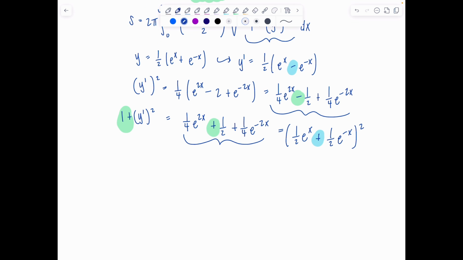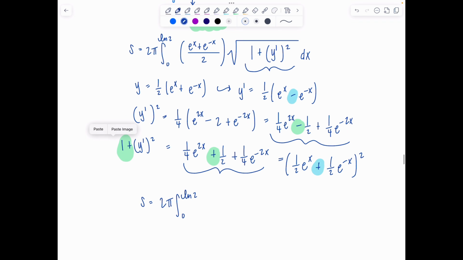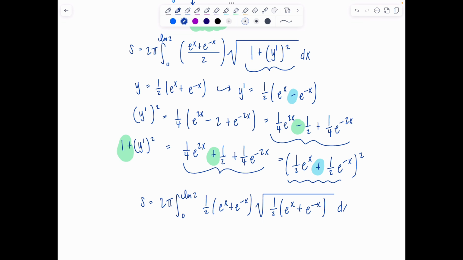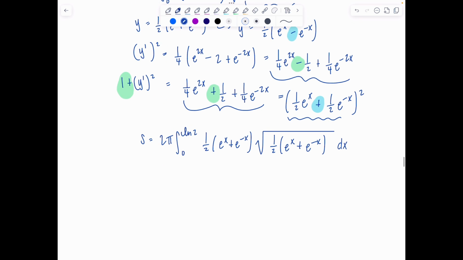Good, then we can put it all together. So surface area is going to be 2 pi integral 0 to ln of 2. And then we have, again, let me write that instead as 1/2 e to the x plus e to the negative x. And then I have square root of this guy, which let me factor out the 1/2 e to the x plus e to the negative x dx squared. Okay, good. So this square root is going to cancel with the squared.